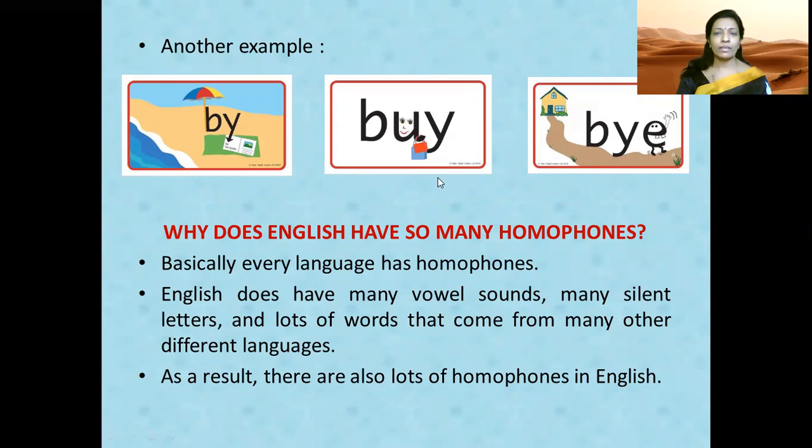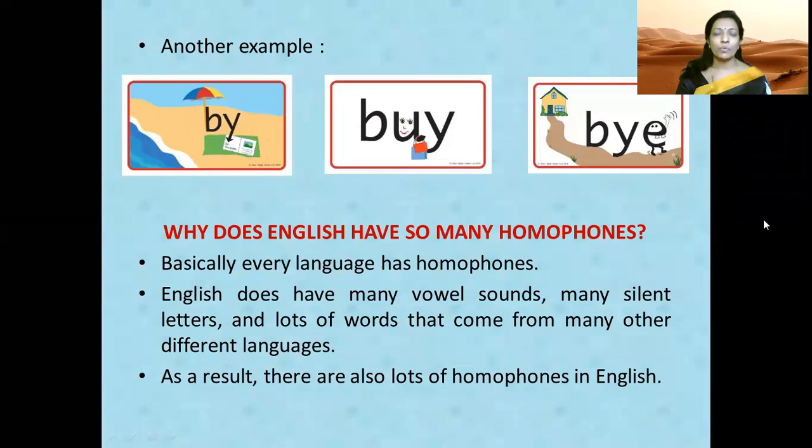By, buy, bye. I'm sure all of you can now understand the meanings which these three words convey. So, here is a group of words which all sound the same but have different meanings.